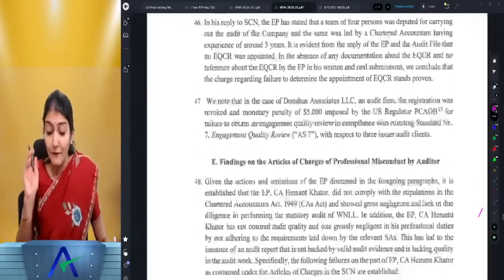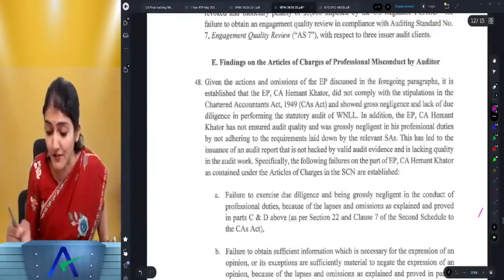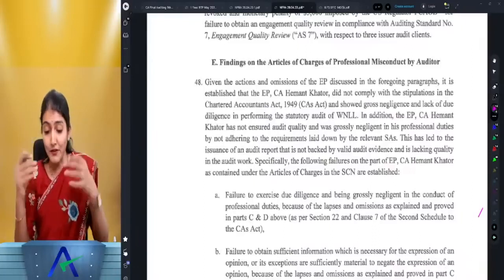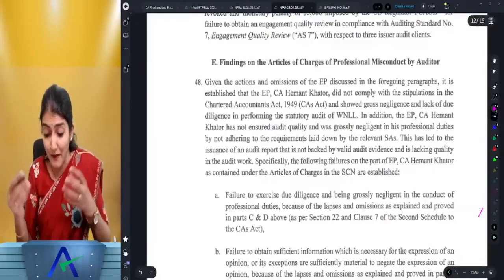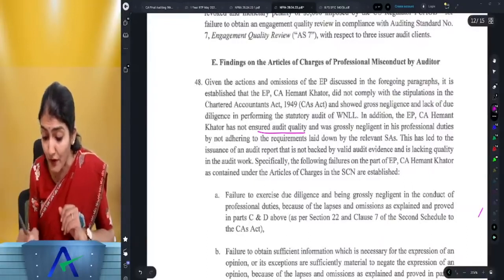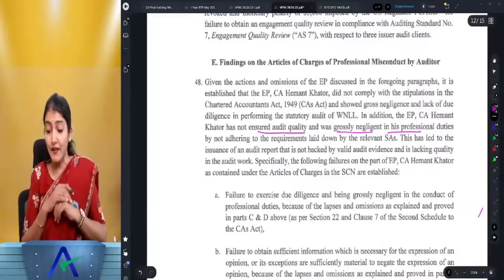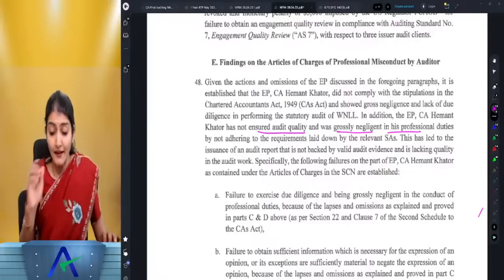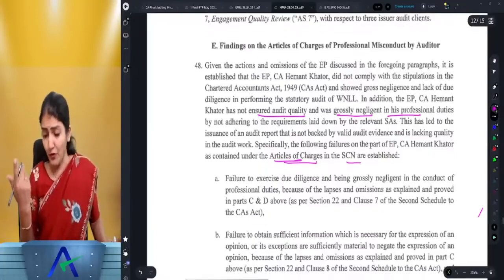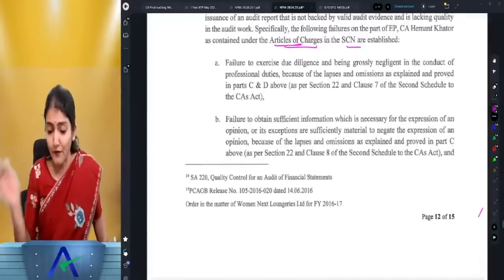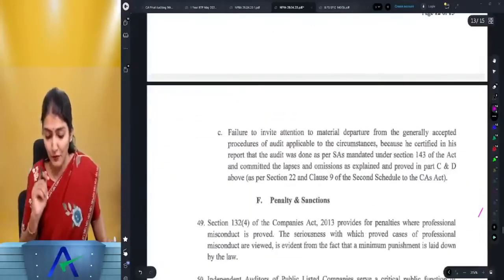Okay, right. Then the finding on the articles of charges. Oh my God, the entire audit was given to the articled assistants to do. Right? What does it say? Given the actions, the engagement partner has not ensured audit quality and was grossly negligent in the conduct of the professional duties. And the articles of charges contained in the show cause notice are established. So, failed to exercise due diligence, failed to obtain information.